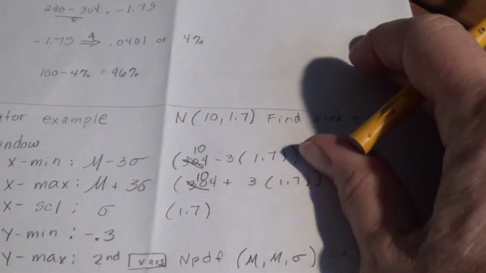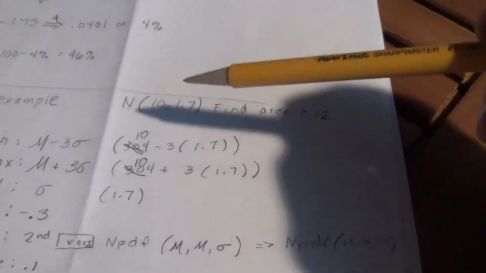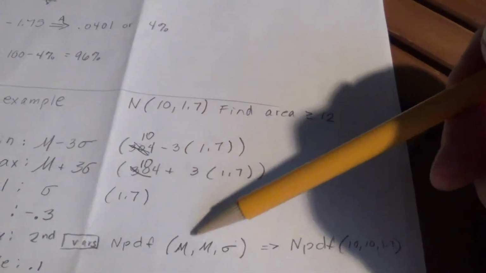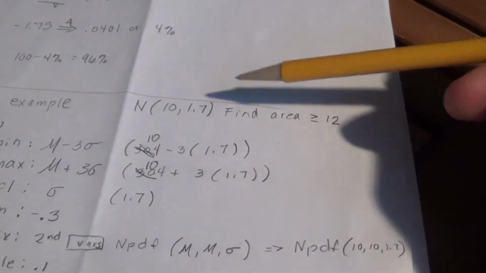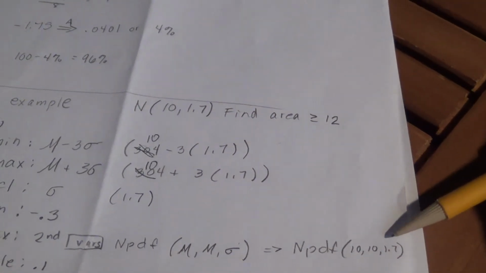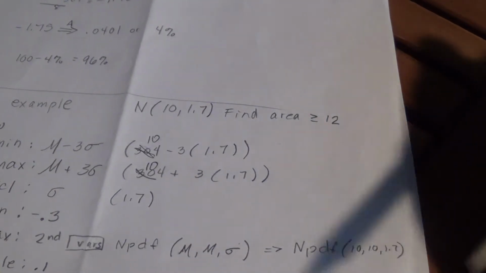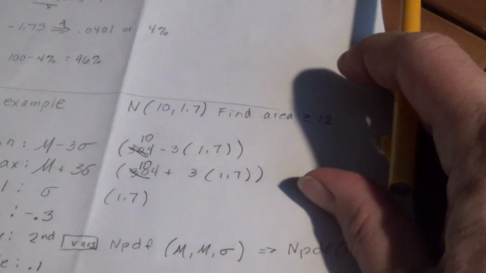We had different screens to work with. I'm not sure what yours looks like, but figure out how to feed in the information, the mean, which in our case is 10, and then the mean again, 10, and the standard deviation 1.7. That will make the calculator tell us the highest point for the Y max.